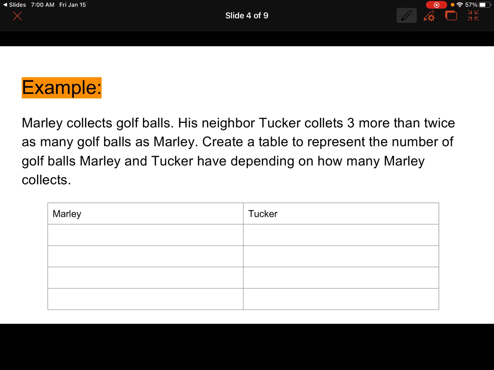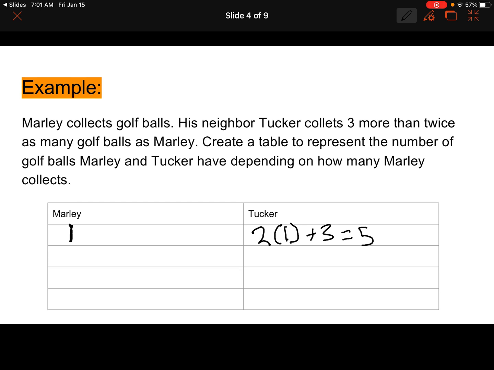All right, so the first thing we want to look at is how many Marley has. Well, let's say Marley starts off by collecting one golf ball. Tucker collects 3 more than twice as many golf balls as Marley. So you'll have twice as many times Marley, which would be 2 times 1. And then we're going to add 3 to that, because it's 3 more than twice. So 2 times 1 is obviously 2, and then plus 3 will equal 5. So when Marley collects 1 golf ball, Tucker would collect 5.